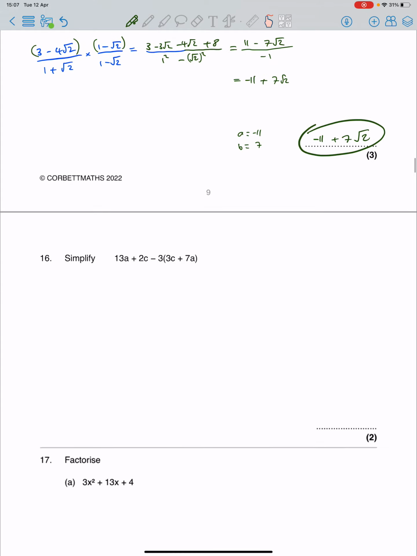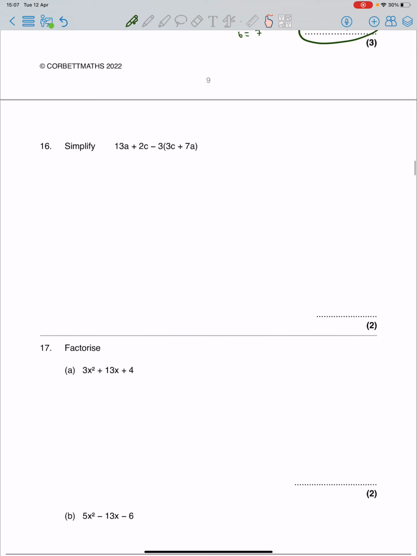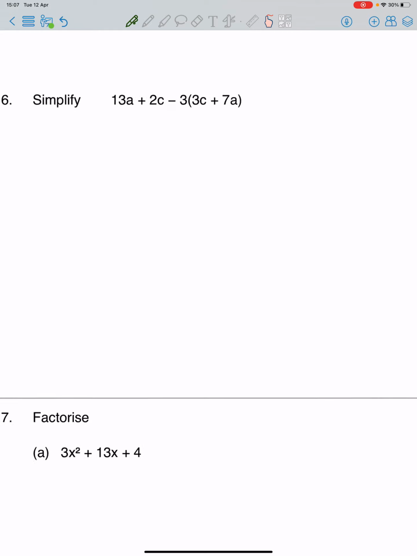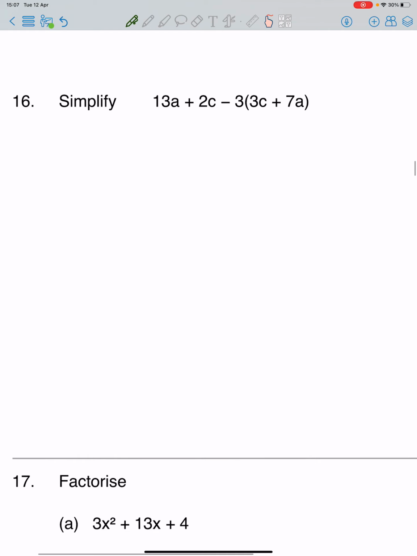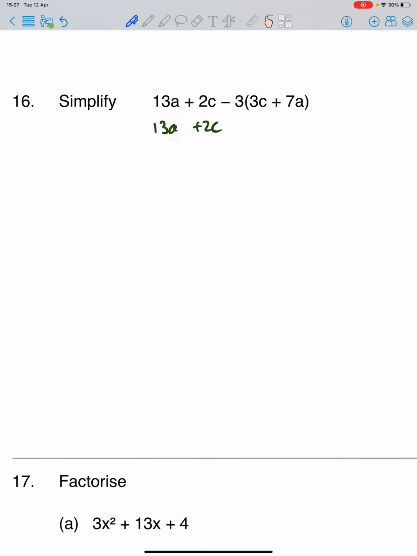This is a nice question to have, question 16. Right, so we have simplify 13a plus 2c minus 3 lots of 3c plus 7a. So we want to simplify that. Well, we have 13a plus 2c. Let's use blue. It's bolder, isn't it?